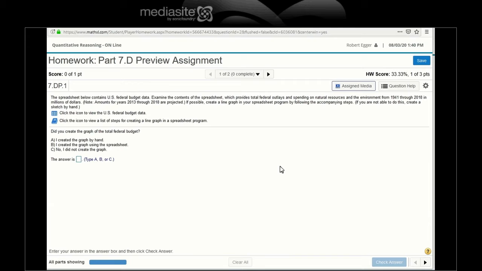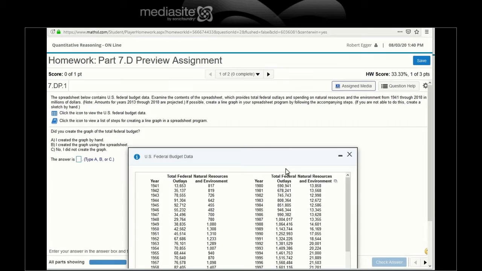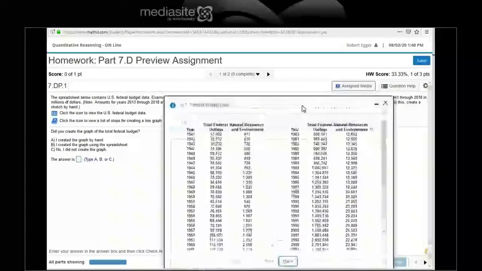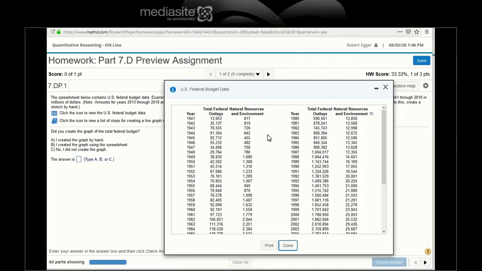Did you create a graph of the total federal budget? Actually, we've already done that. You should have done this during the tutorial. So, did you create a graph of the total federal budget? Okay, total federal budget. And we can get back into that by doing it in Excel.